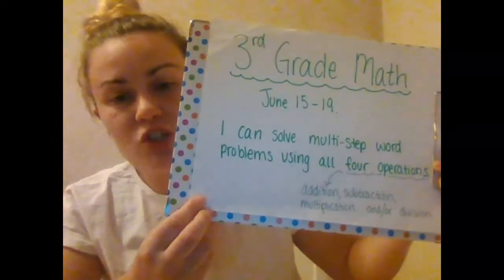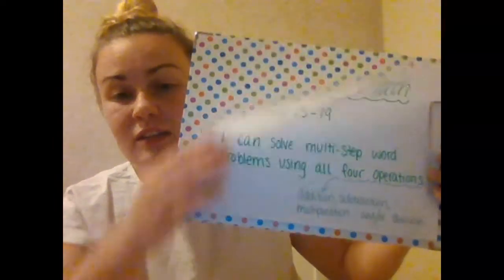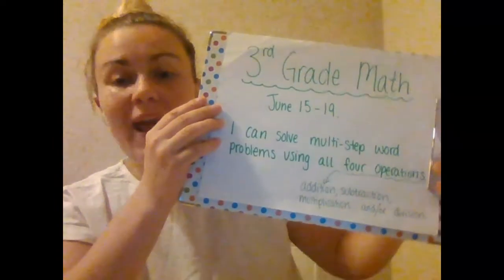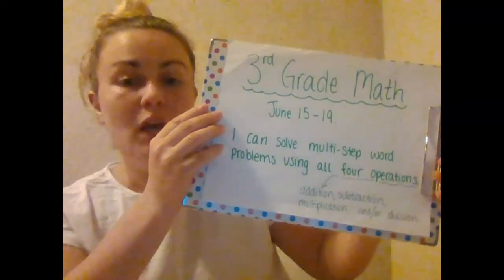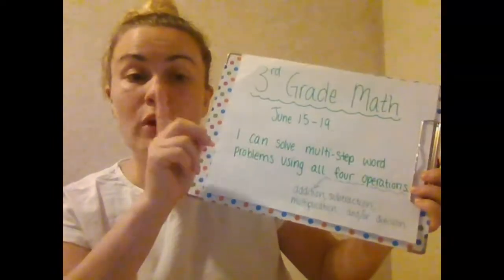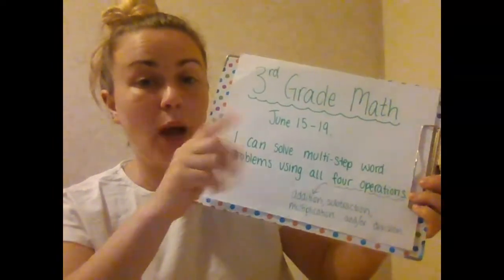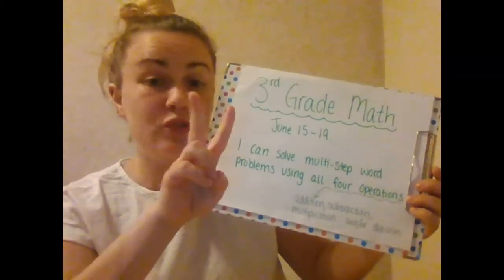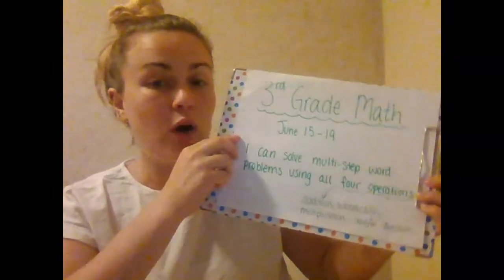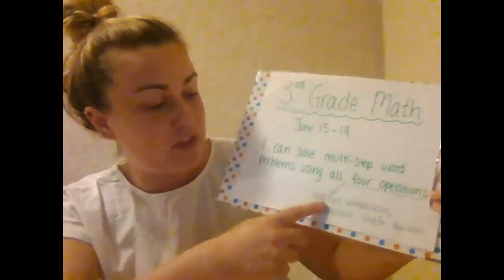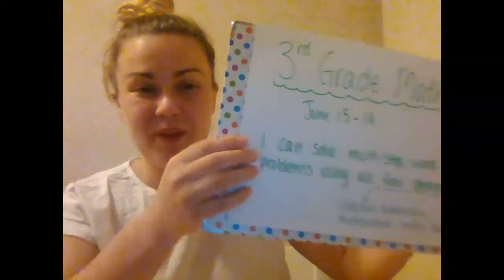And all four operations just means you're using addition, subtraction, multiplication, and or division, okay? So multi-step means you need to do more than one step to solve your problems. You will be doing at least 2 steps, and you will be using a range of addition, subtraction, multiplication, and or division to solve them, okay? So let's get started. I have 2 examples for us today.